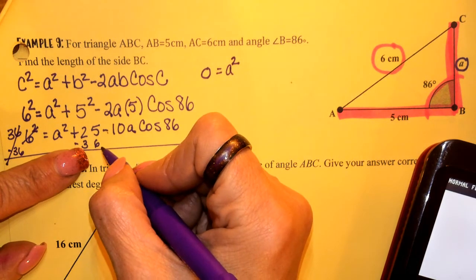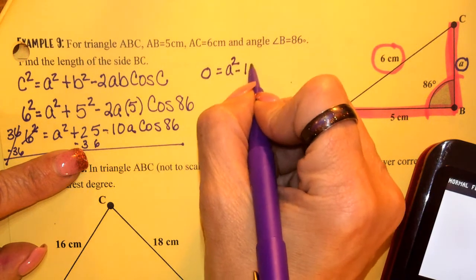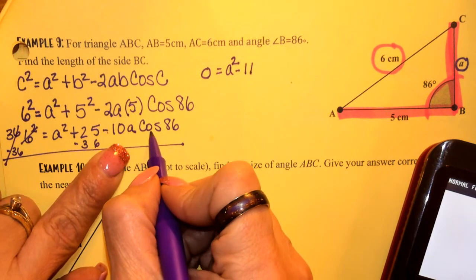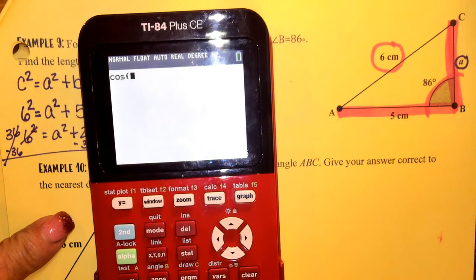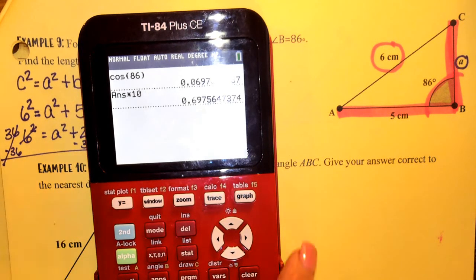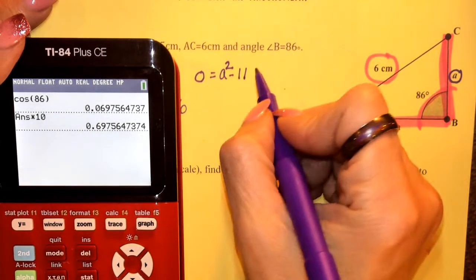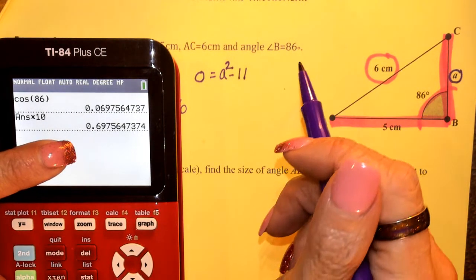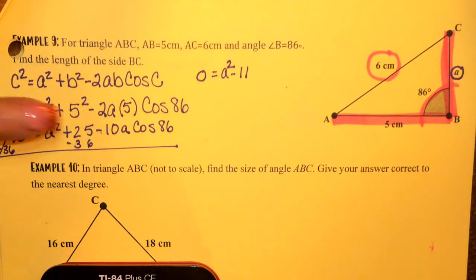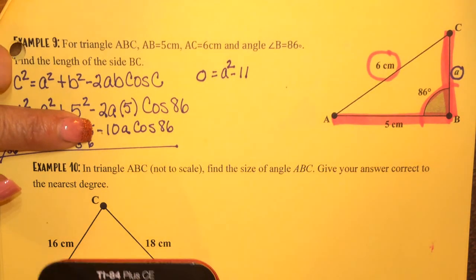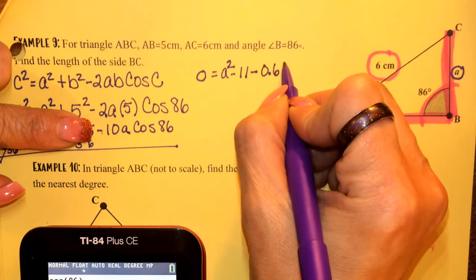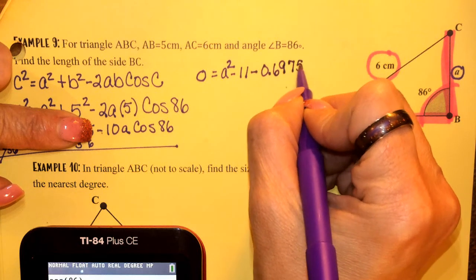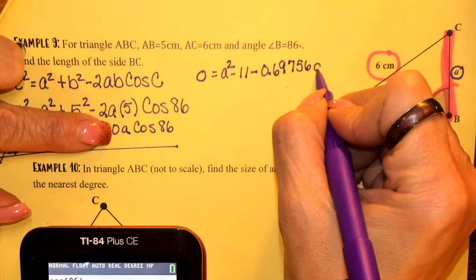25 minus 36 is negative 11. And let's simplify this. Cosine of 86 times 10. So let's do cosine of 86, and then we'll say times 10. So there it is. It was minus 10 times that, so this is going to actually be a negative. Minus 0.69756, and we still have that A right there.